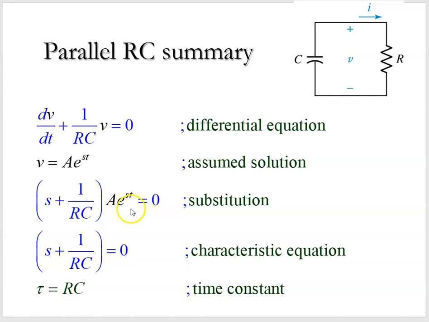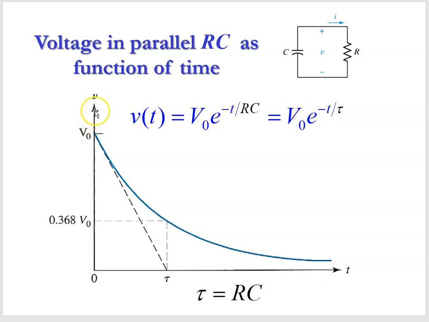Pulling out A e to the st, we get that this term here is our characteristic equation that we must set equal to 0. From that characteristic equation, we get the frequency s is equal to negative 1 over RC, and the time constant tau is equal to RC. So we end up with a similar type graph. Instead of current versus time, now we're looking at voltage versus time, where our voltage in this parallel RC circuit, which is the voltage across the capacitor, is V naught e to the negative t over RC, or V naught e to the negative t over tau.